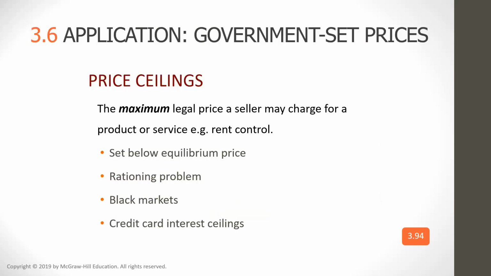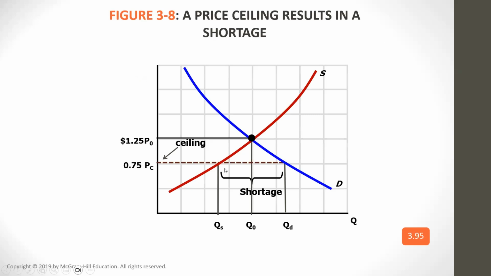The application: government set prices, price ceilings, the maximum legal price a seller may charge for a product or service, like rent control. So set below equilibrium price, there's a rationing problem. It causes black markets and credit card interest ceilings. So here, if the government set a legal maximum, they would cause a shortage. So this would be rent control. So rent control does this.